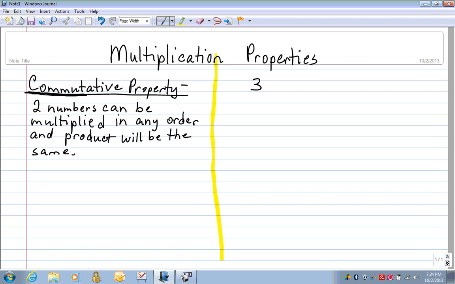For example, 3 times 6 is equal to 6 times 3. The numbers can move around. 4 times 5 is equal to 5 times 4. The numbers can move around or commute back and forth. This property is not a property of division or subtraction where the numbers have to be in a specific order. Commutative property is a property of addition and multiplication.